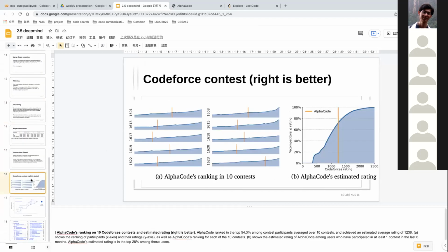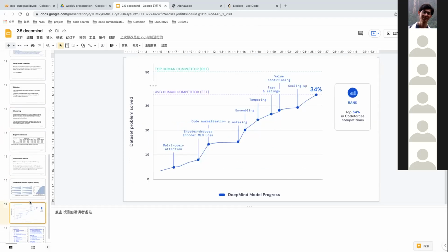Here is the model performance. For some context, they estimate their rating during this Codeforces rating. Okay, so that's all for today's presentation.